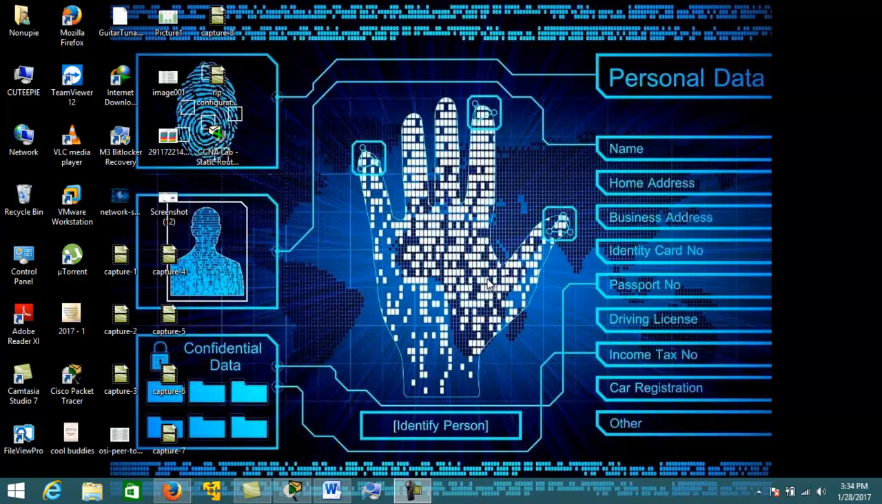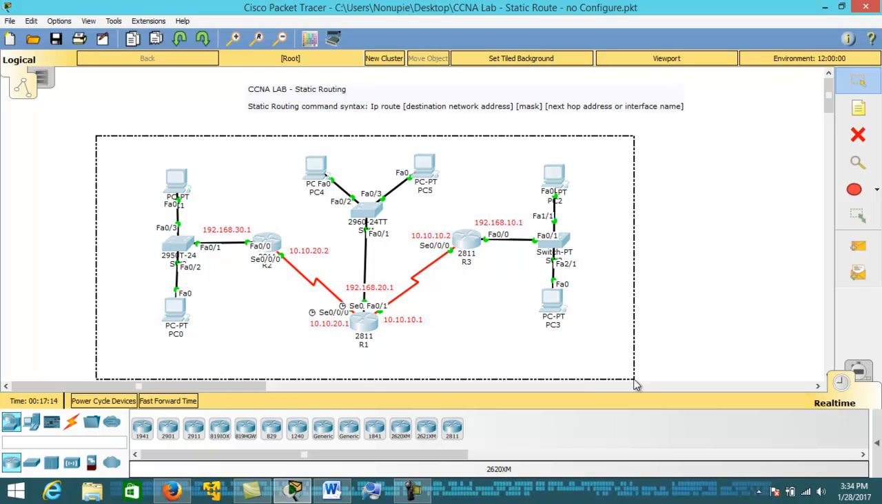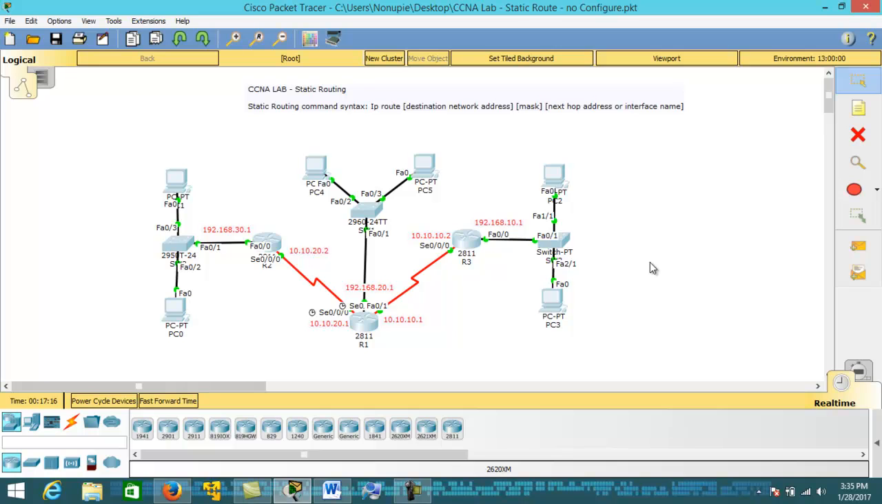Alright, so I have already created a scenario. This is our scenario. We are going to configure the static routing on all the routers. I have already configured the IP address on all the routers' interfaces.